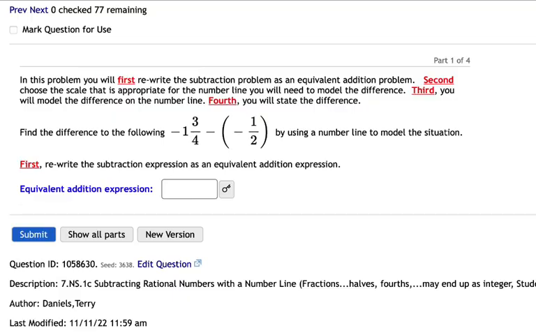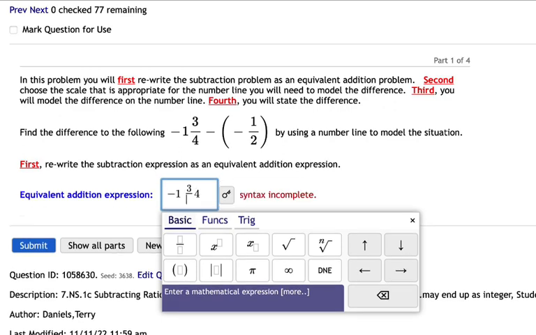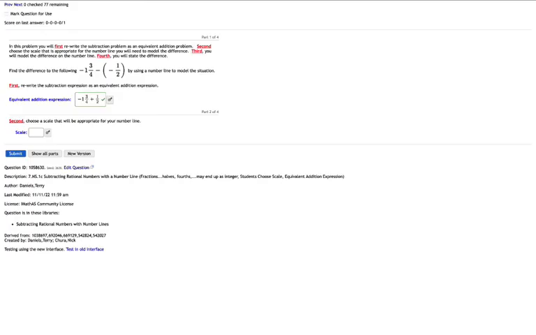Another number line problem here. This time we have negative 1 3/4 minus negative 1 1/2. So we are dealing with fractions. So when we get to the scale, we're going to have to think about common denominator. But the first thing we have to do is rewrite this as an equivalent addition expression. So keep negative 1 3/4 as negative 1 3/4. Change the subtraction to addition, and the second number becomes the opposite of what it is. That's a negative 1/2. The opposite of that is positive 1/2. So now we have negative 1 3/4 plus 1/2.